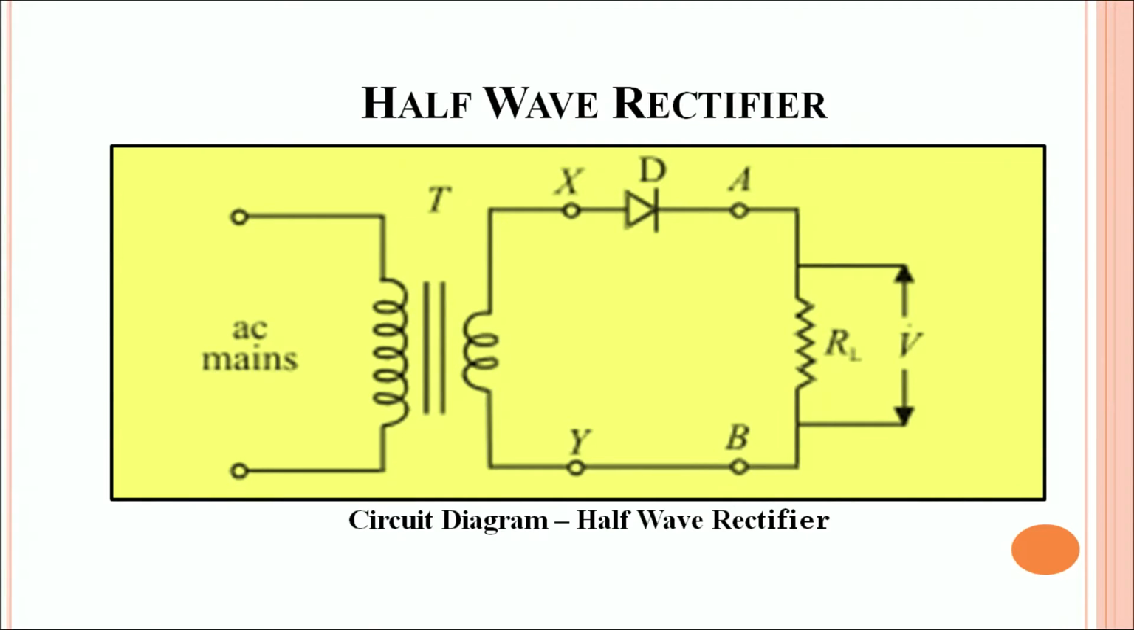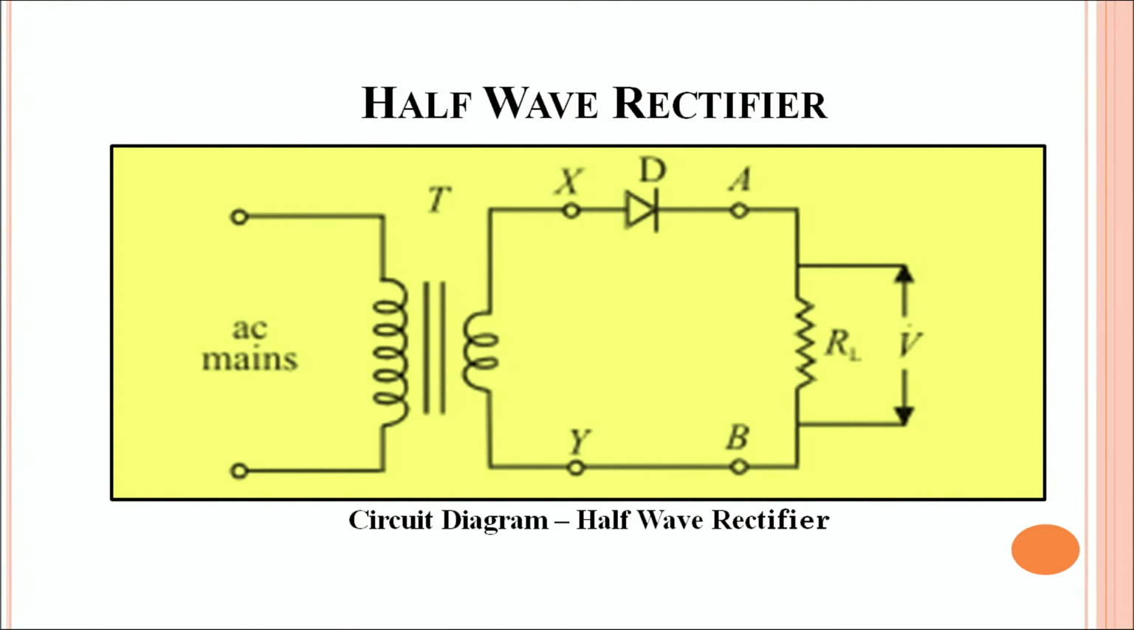This is the circuit diagram of a half-wave rectifier. In this half-wave rectifier, we have connected a diode with the help of a step-down transformer to the AC mains. The AC input which we receive is given here directly from the main supply. The step-down transformer steps down the voltage of the AC signal, which we commonly receive at 220 volts.